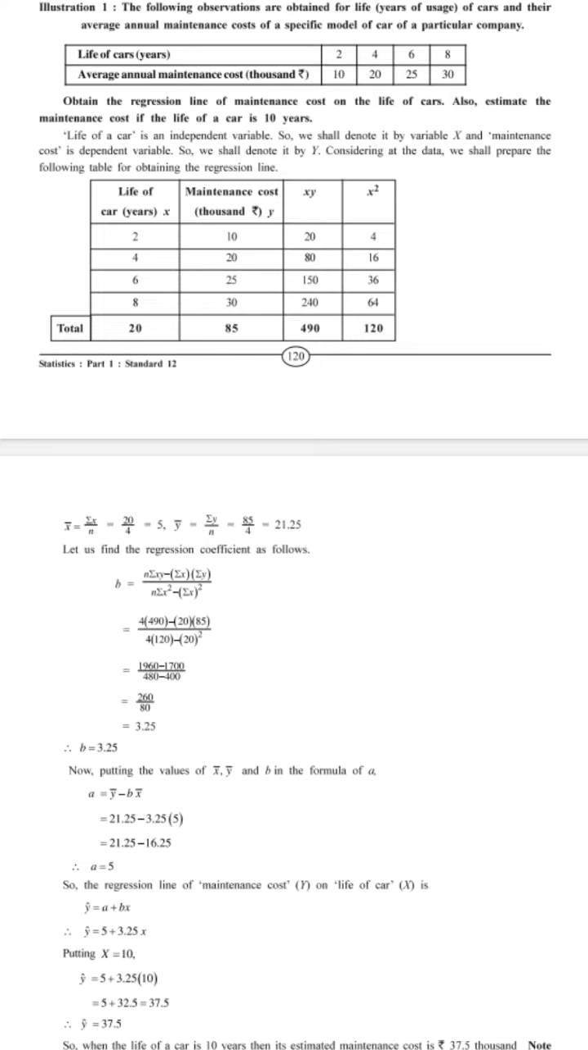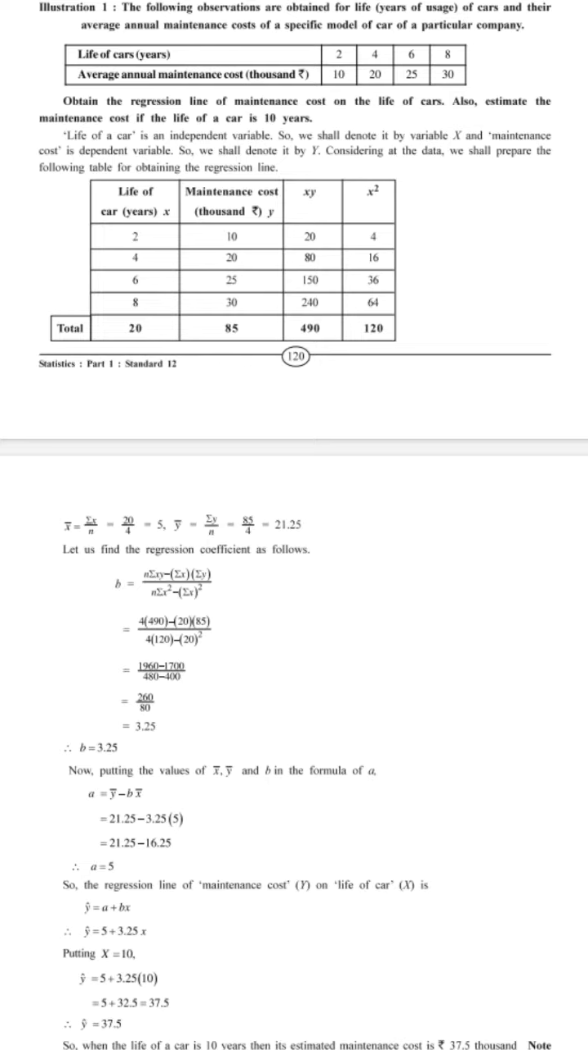b equals n sigma xy minus sigma x sigma y upon n sigma x square minus sigma x whole square. Putting the values into the formula, you get the answer for b as 3.25. Now we have to find a, which is y bar minus b x bar. Already we have found y bar as 21.25. b we got as 3.25. x bar is 5. We got the value for a as 5.